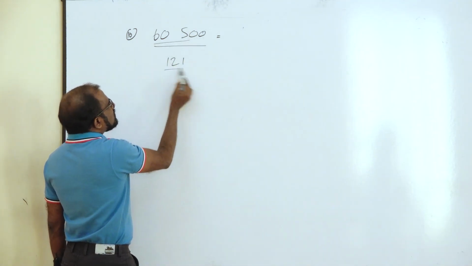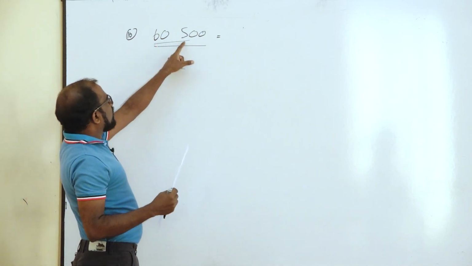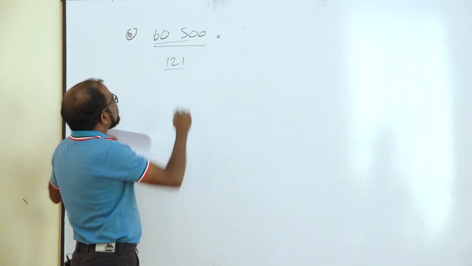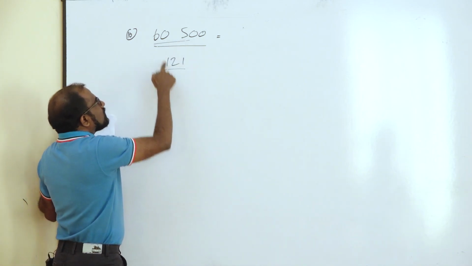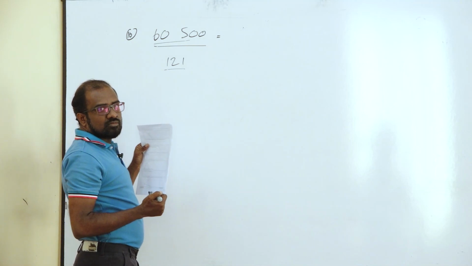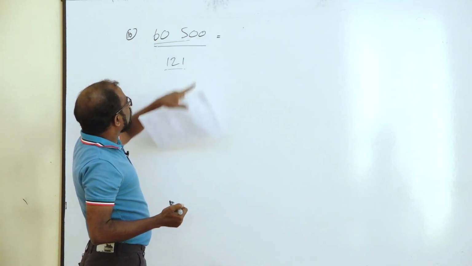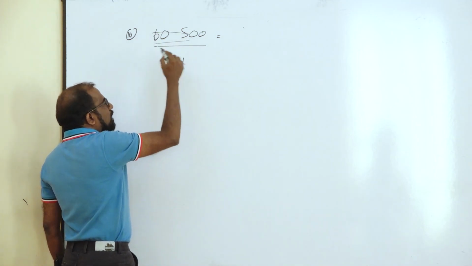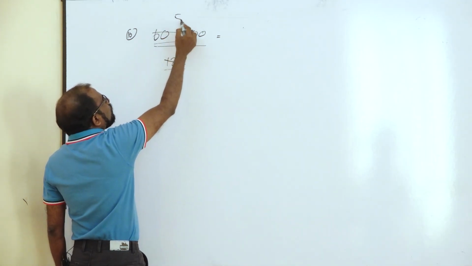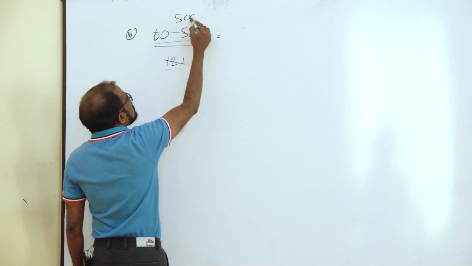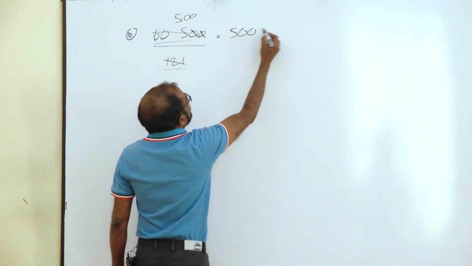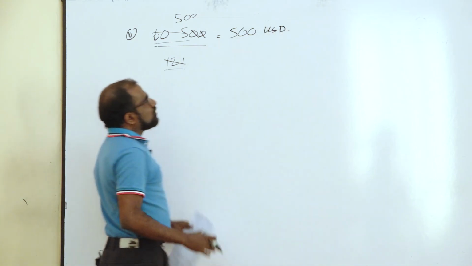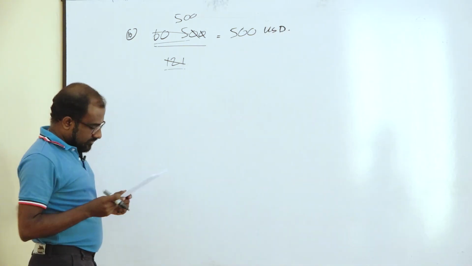Observe these two numbers. 605 and 121. 5 times 1 is 5, 5 times 12 is 60. And now 605 can be divided by 121. What is the answer? 5. With these two zeros, what is the answer? 500 US dollars. 500 US dollars is the answer.